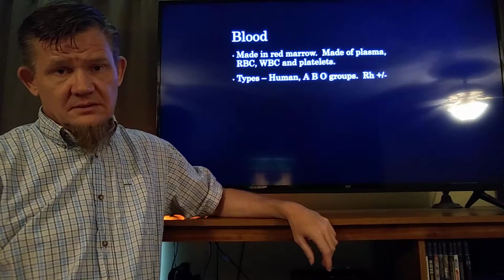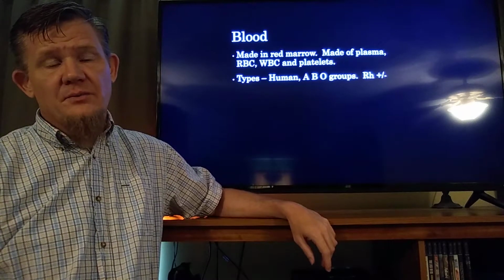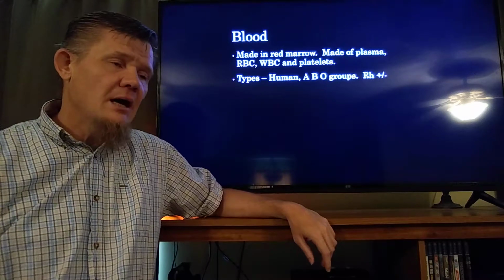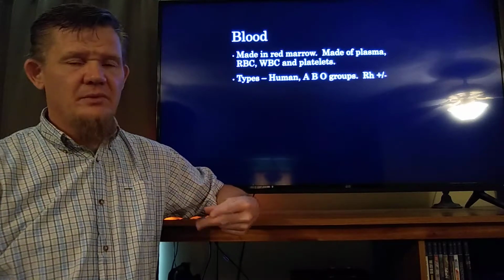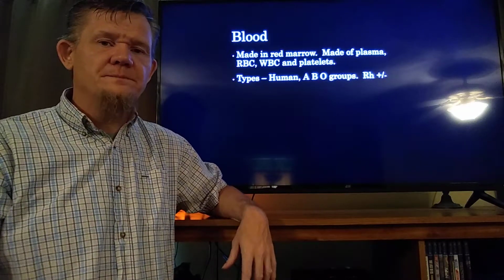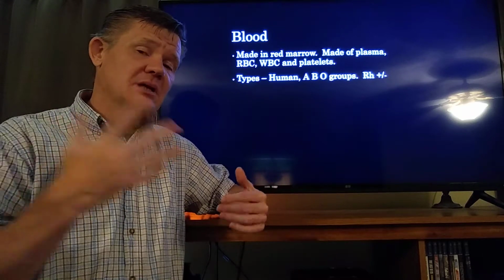Blood is what the heart pumps. Your blood is made inside your red bone marrow. You've heard of bone marrow. There are two kinds of bone marrow, red and yellow. Yellow marrow stores fat. Red marrow specifically is for making blood.